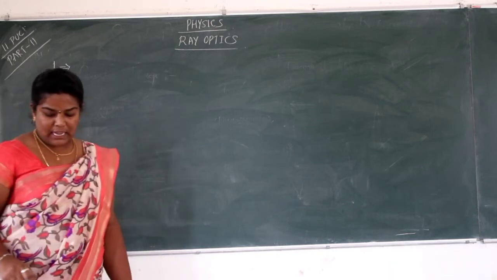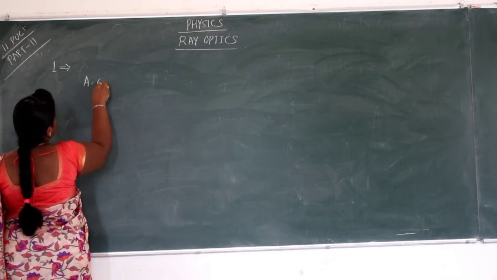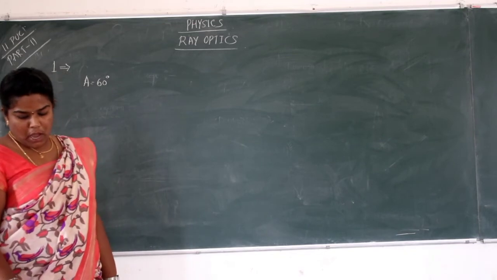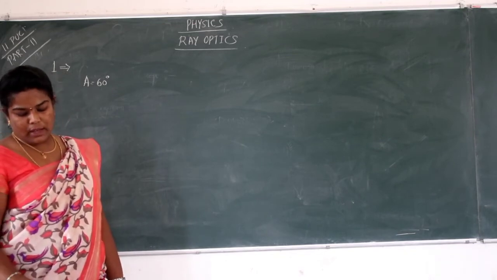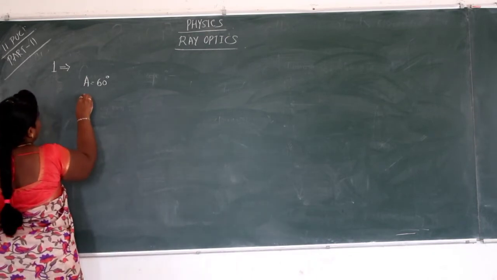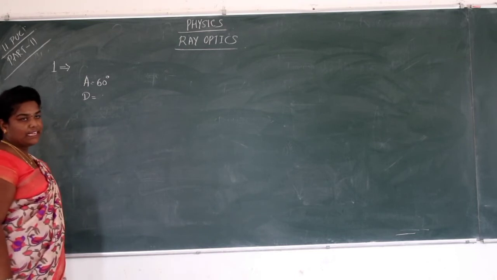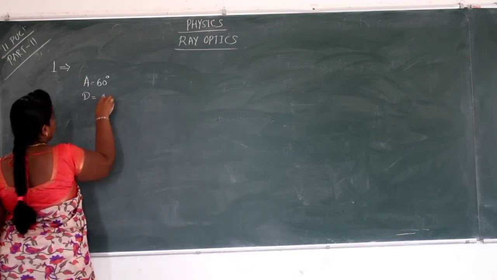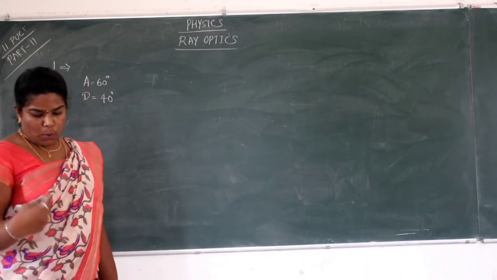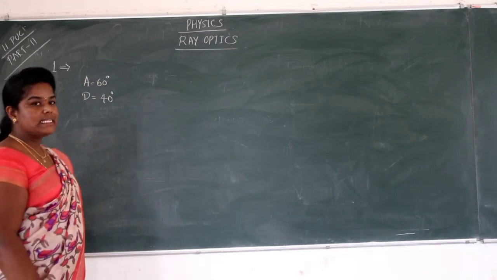A prism of angle 60 degree. What is the angle of the prism they have given? The angle of the prism is 60 degree. Yes, good, write it down: A is equal to 60 degree. Produces an angle of minimum deviation of 40 degree. Capital D is the angle of minimum deviation, and the given value is 40 degree. Then what should we calculate? The refractive index and the angle of incidence.